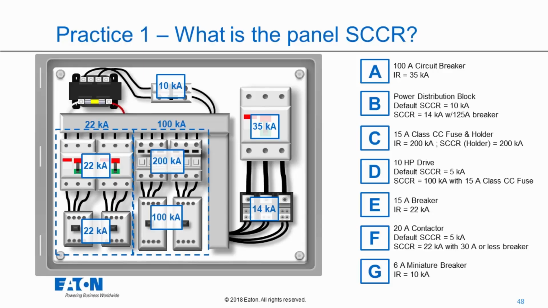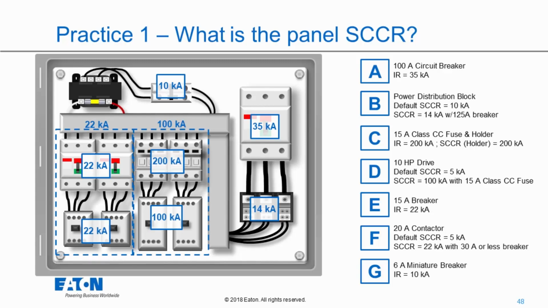What was step one of calculating my short circuit current rating? It was to determine the short circuit current rating of my branches. So let's start with branch CD, and that is the easy one. C was easy. It's just going to be 200 kA, 200 kA with the fuse, interrupting rating, and the holder.